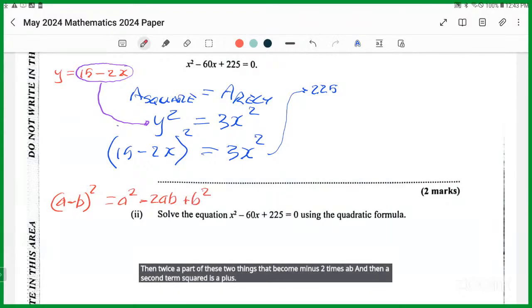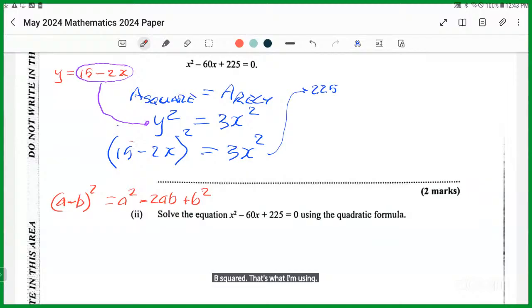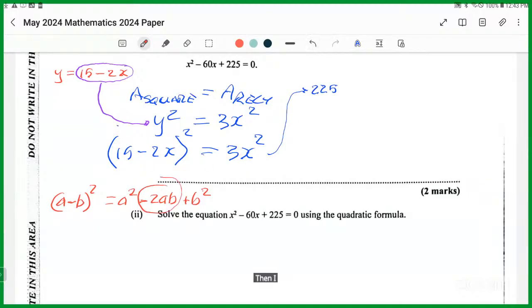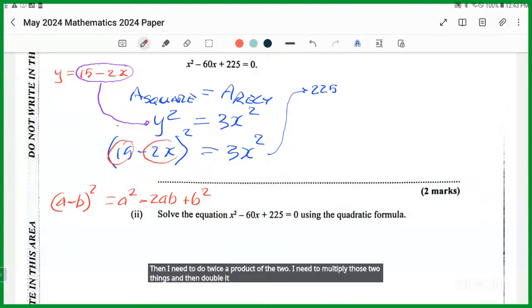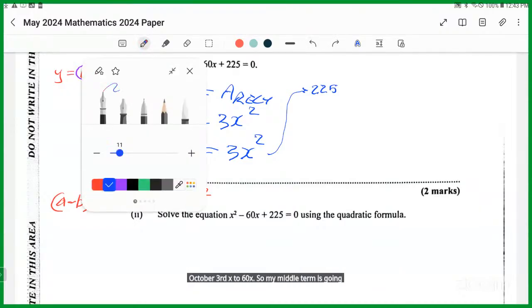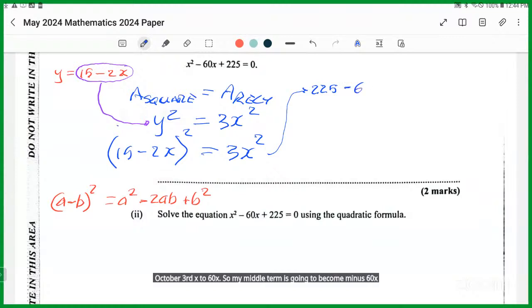That's what I'm using. So right now, this is the first term squared here. Then I need to do twice the product of the two, which means I need to multiply those two things and then double it. When I multiply this times this, I'm going to get 30x. Double 30x is 60x. So my middle term is going to become minus 60x. Then the second term squared is going to become 4x squared.